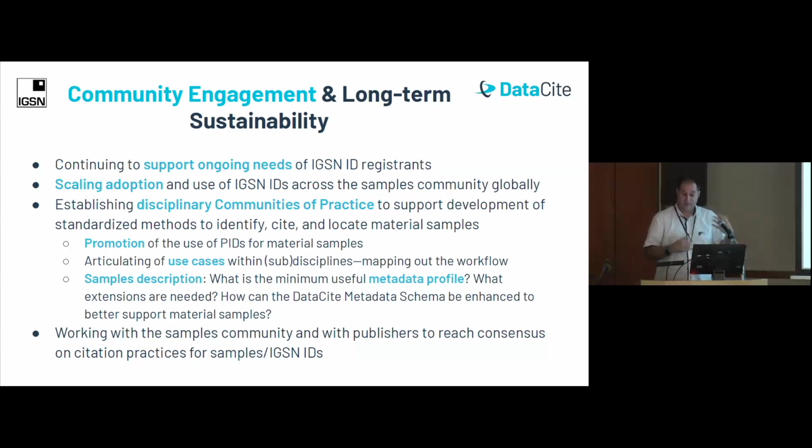That's really about promotion of the use of PIDs for material samples, articulating use cases within disciplines and subdisciplines, mapping out what the workflows might be in those disciplines, and sample descriptions. So what's the minimum useful metadata profile for a particular type of sample? What extensions are needed depending on the subdisciplines? How can the DataCite metadata schema be enhanced to better support material samples? On top of that, citation of samples is still a little bit up in the air, so we're working with the samples community and with publishers to try to get some consensus on how one would best cite samples, IGSN IDs, within the literature.